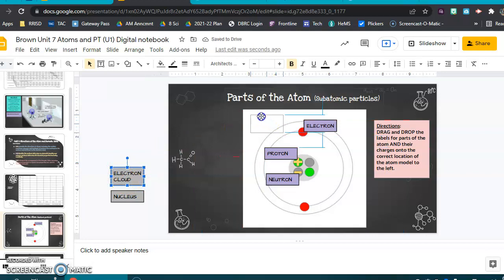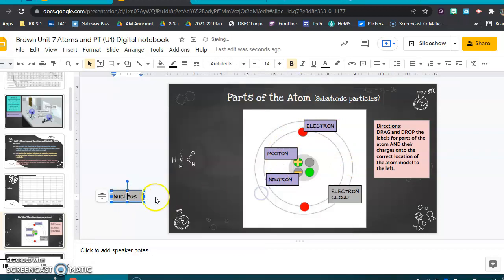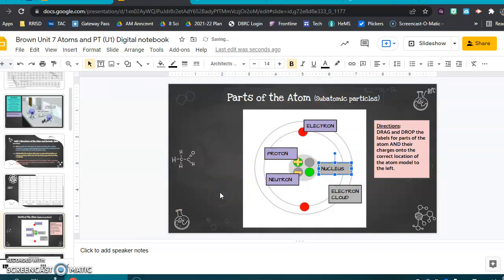All right, my electron cloud, I'm going to bring that down here, is both of these two gray circles. This is where the electrons hang out. And then right here, I'm going to click bring to front, and this is the nucleus. I'm going to just touch the gray circle. That is the place where our protons and our neutrons hang out. So that was really cool. You did that in our notebook.